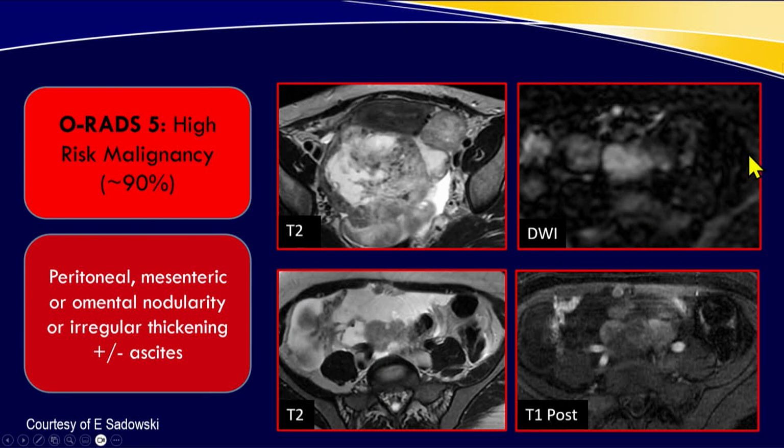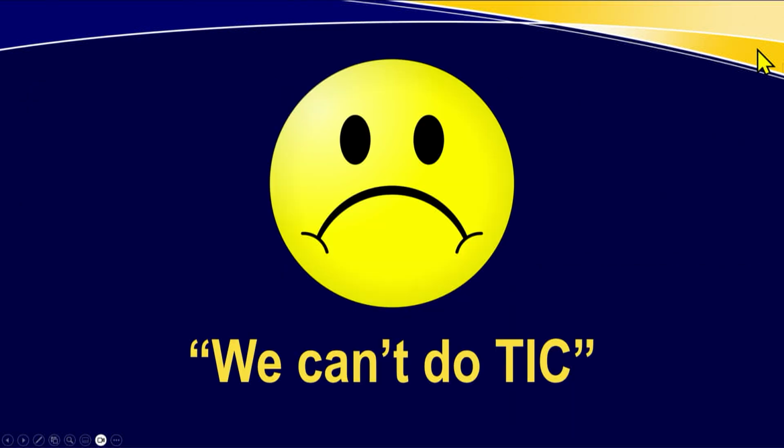This is another case of O-RADS 5, high risk of malignancy. And in this, you notice there's no curve because this patient has peritoneal disease. And again, if you see ascites, a complex adnexal mass, areas of restricted diffusion, you know that this is going to be malignant. You don't have to put a curve on this at all. So this was an O-RADS 5.